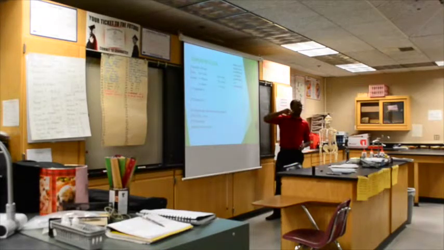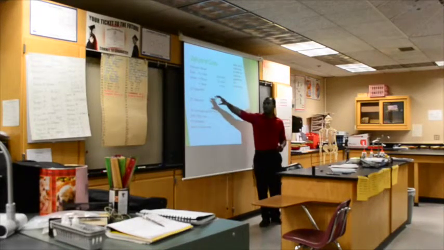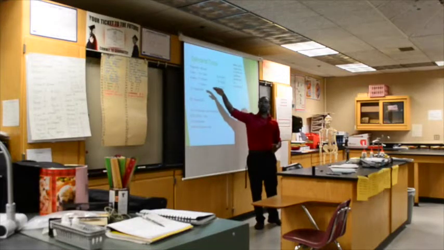Excellent. Very good. Eye color. McKenna, what's one eye color genotype? Big E, big E. Amaya? Big E, little e. And Paris? Little e, little e. Excellent. So those are the three genotypes we can have for each trait.